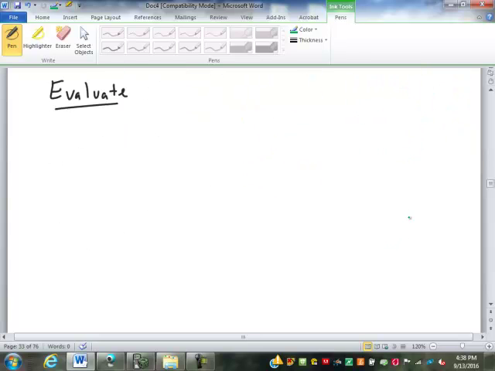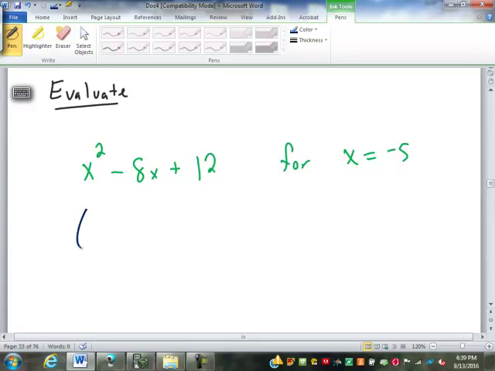You're subtracting powers, exactly. So when we're asked to evaluate, let's say I give you x squared minus 8x plus 12 for x equals negative 5. When I plug this in, what do I have to be careful of? Be careful to put parentheses around the negative 5 to square it.